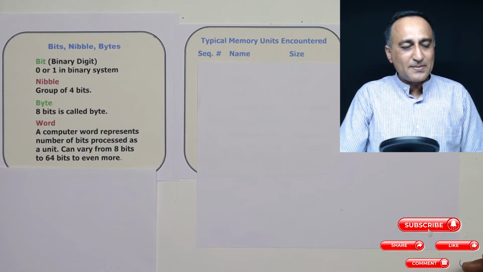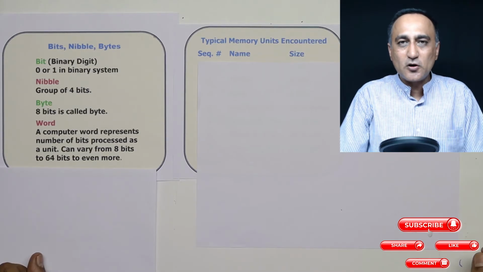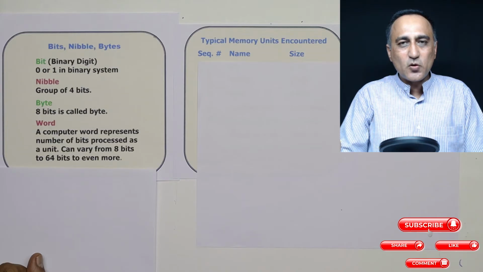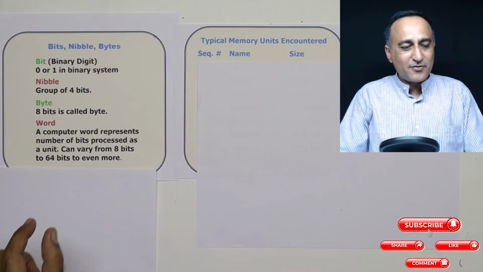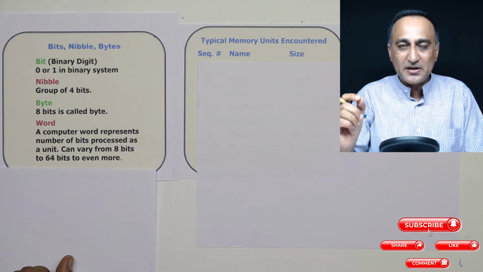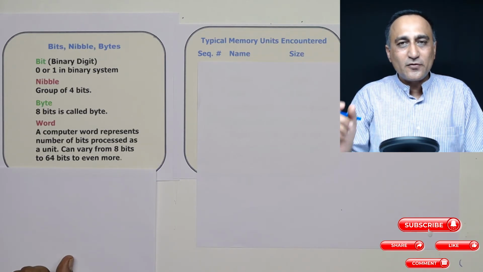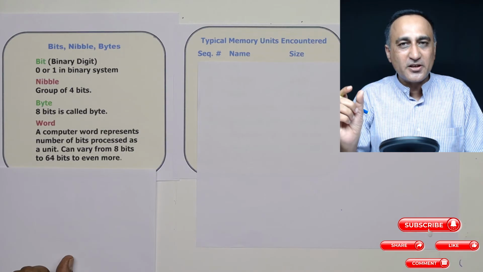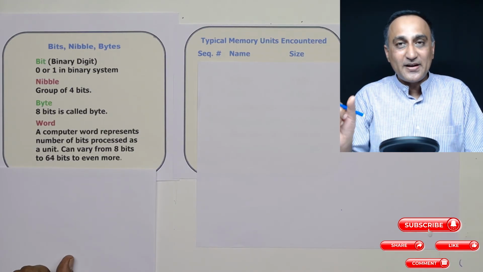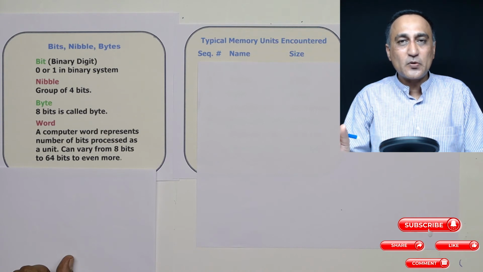Word. This is something interesting. If you have tried to install Windows, for example, on your PC or laptop, it will ask you whether it's a 32-bit or a 64-bit machine. What it really means is what is referred to as the word size, or the ability of the CPU to process that many bits at a time. So if your CPU has the capacity to process 32 bits at a time, you will install a 32-bit operating system. If it has a 64-bit capacity to process at a time, you will install the 64-bit OS.